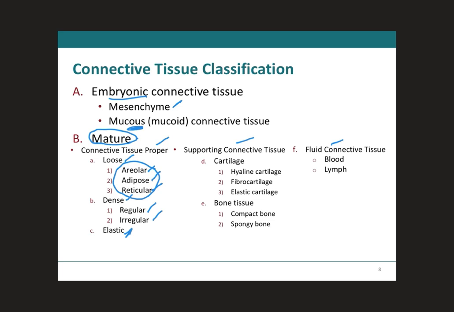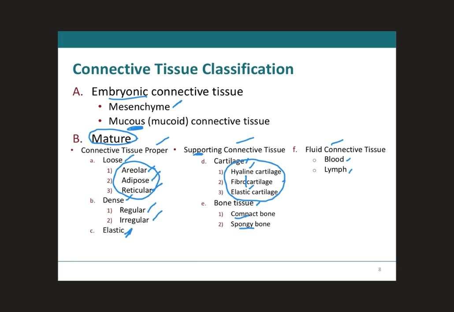Within the supporting connective tissue, which gives support, like the name says, you have the cartilage and the bone tissue. The cartilage has three different subtypes: the hyaline cartilage, the fibrocartilage, and the elastic cartilage. For the bones, you have compact and spongy bone. And the fluid connective tissue has two types, the blood and the lymph, which circulate throughout our body.